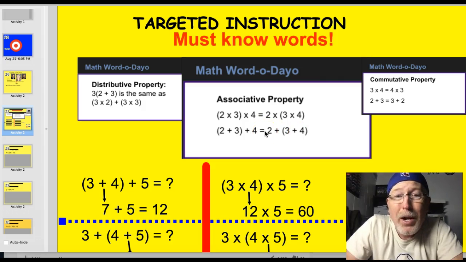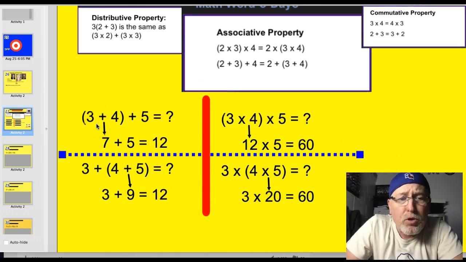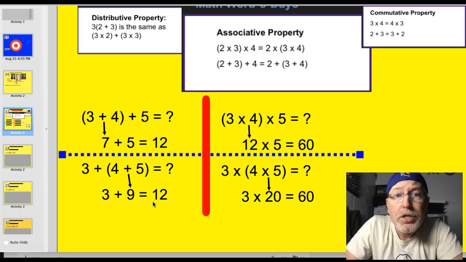It just doesn't matter how you group them. Take a look down here. Don't believe me? 3 plus 4 plus 5. Do this first. We've got 7. 7 plus 5 is 12. Now let's group the 4 and 5 first. 4 plus 5 is 9, so you have 3 plus 9, and that's 12. It just doesn't matter.